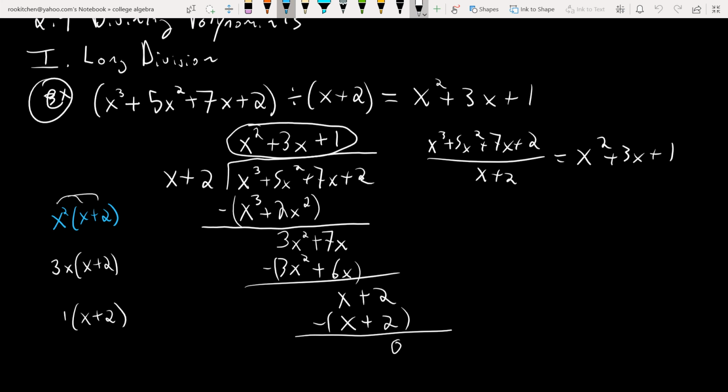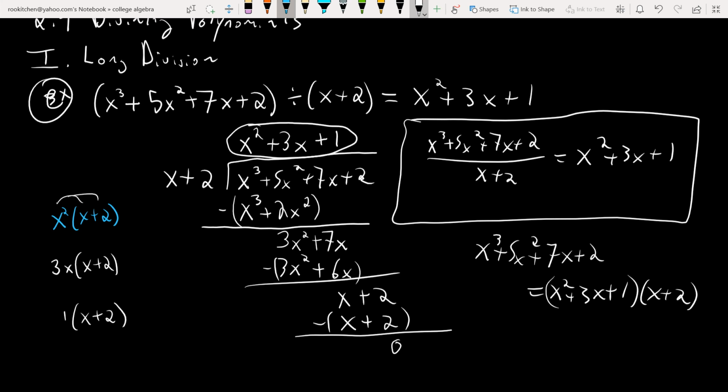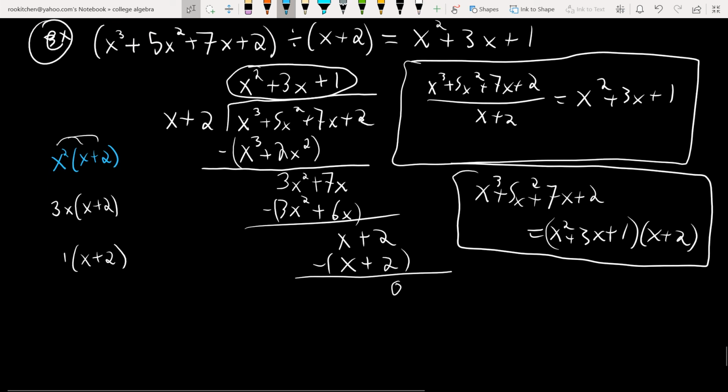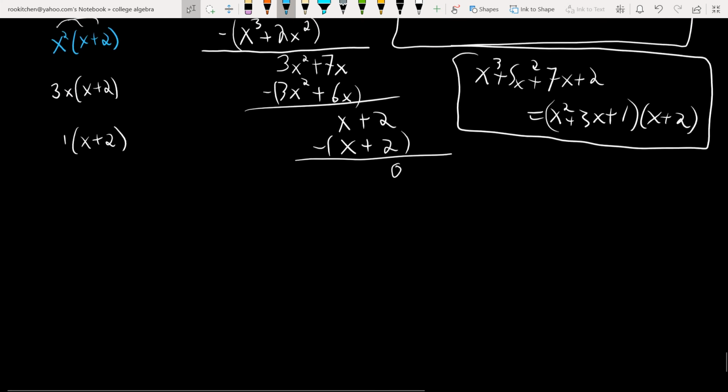Okay, I can multiply both sides by x plus 2 in this equation that I'm boxing in. Multiply both sides by x plus 2. And if you do that, you end up with x cubed plus 5x squared plus 7x plus 2 equals x squared plus 3x plus 1 times x plus 2. So what you end up with is a factorization of this x cubed thing. Okay, so it's only going to happen when you get that remainder 0, but it's kind of a clever trick that we'll take advantage of to do some factoring later on.